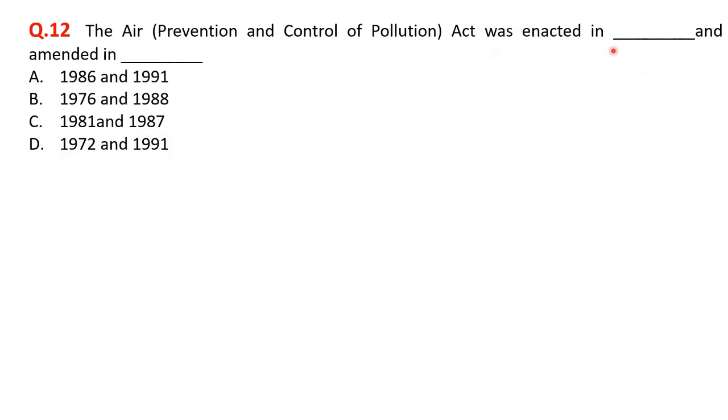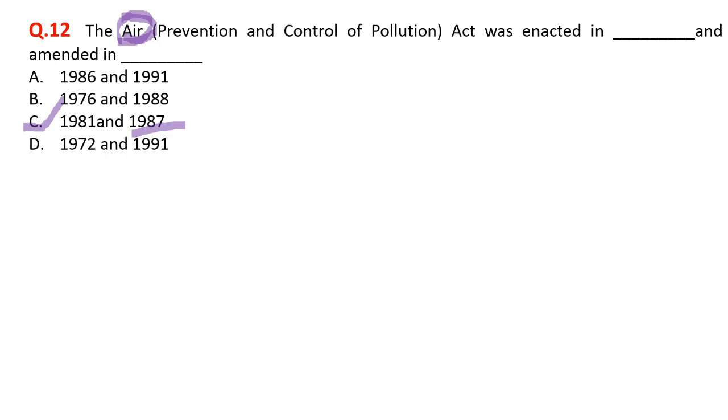The Air Act was enacted in dash and amended in dash. The Air Prevention and Control Act was a rule passed by the Central Pollution Control Board. We have studied this again in the last chapter, that is Environment Management Standards. Enacted means when it came into existence, and that happened in the year 1981. Let me mark it here. It was amended, that is some modification was made, in the year 1987. The same way there are acts for water as well as sound.